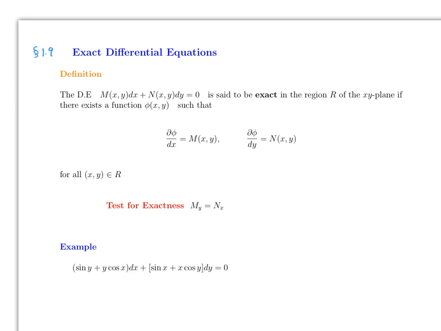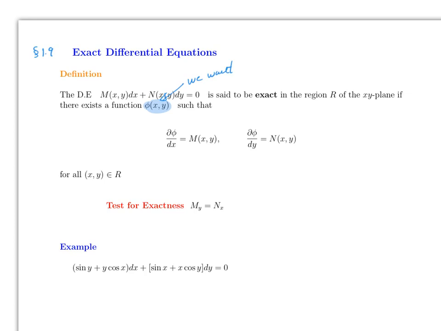So this is the definition. A differential equation, so I'm going to use the DE from now on to always say differential equation, of this form is supposed to be exact if there is a function phi. So this is what we're trying to find. So this is what we want, where the partial of phi with respect to x is equal to this function, and the partial of phi with respect to y is equal to the second function.